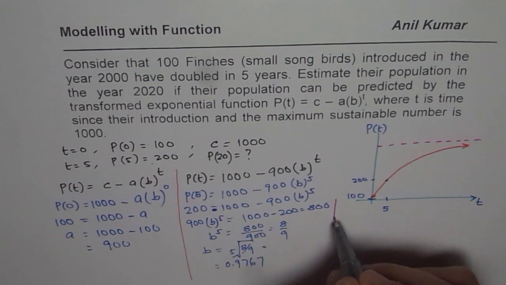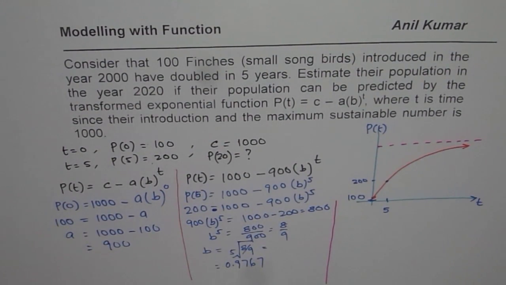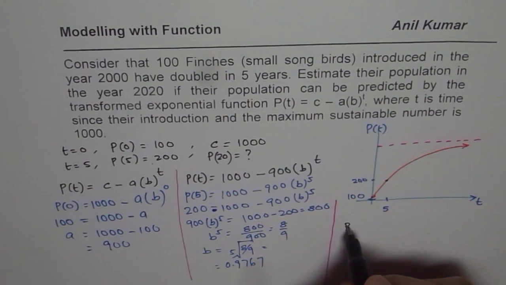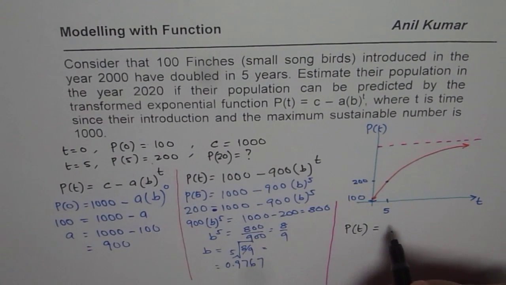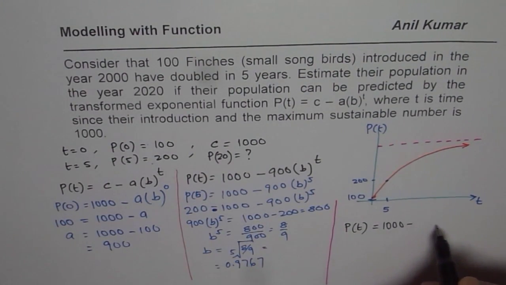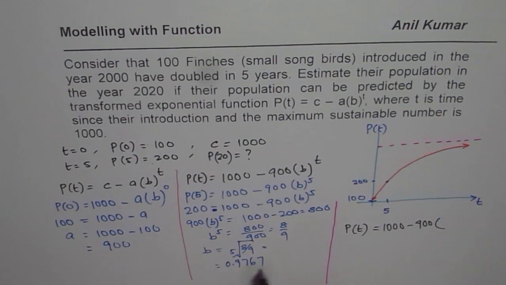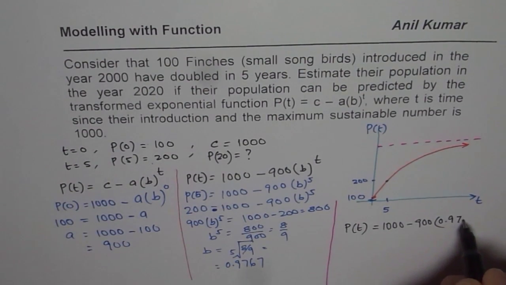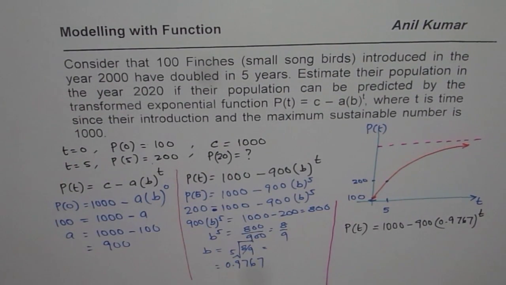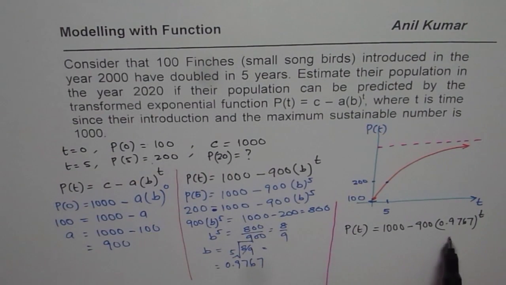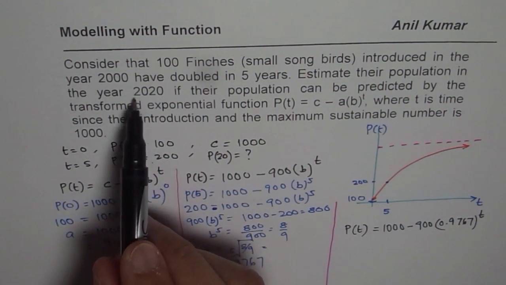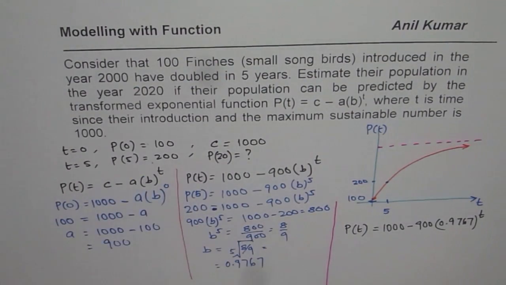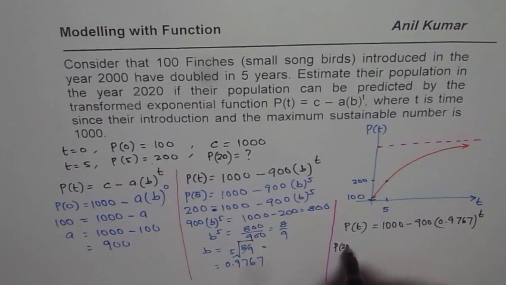Since we have the value of b, we can write down the formula. The formula finally is: the population of finches at any time after 2000 will be 1000 minus 900 times 0.9767 to the power of t. That is the model for the given situation. Now we need to find their population in 2020, that means after 20 years. So what is p of 20? That is what we need to find.